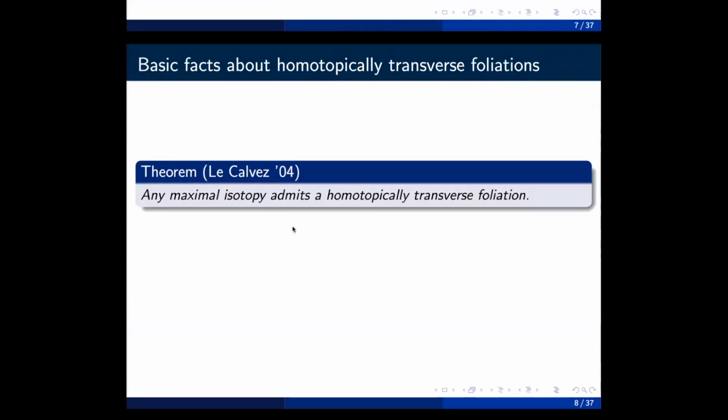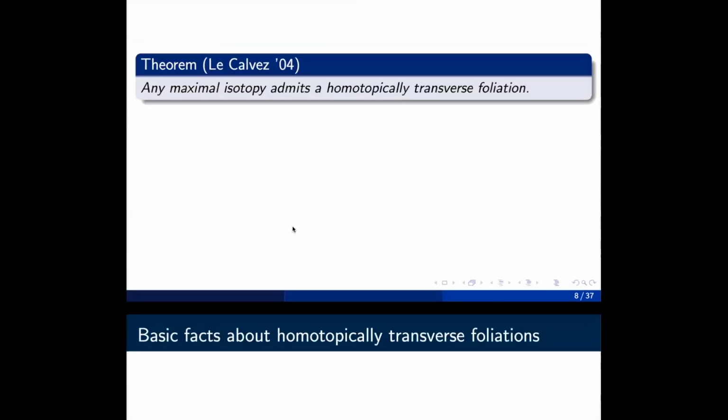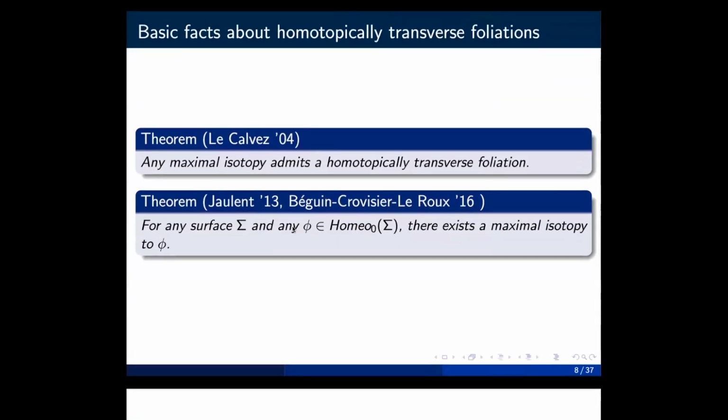So some basic facts about these: any maximal isotopy admits a homotopically transverse foliation, for any oriented surface and any homeomorphism that's isotopic to the identity. A maximal isotopy is when you can choose an isotopy such that there are no fixed points away from the fixed point set. Okay.